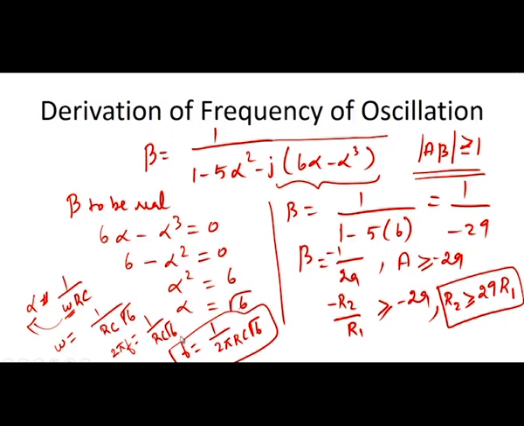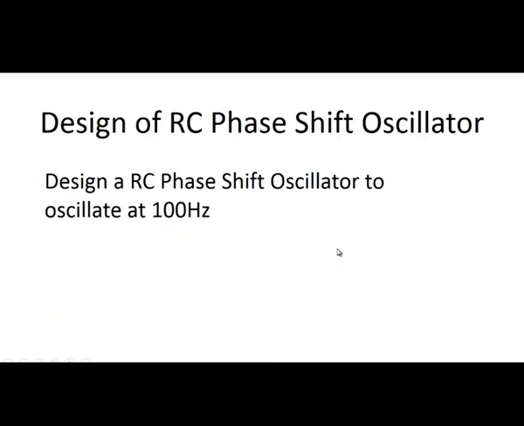So, we have derived the frequency of oscillation as 1 by 2 pi RC root 6, and the gain of the amplifier as A greater than or equal to minus 29, and these are the two important values for designing the RC phase shift oscillator. Next is design of RC phase shift oscillator to oscillate at 100 hertz. So, here f is given, f is 100 hertz.